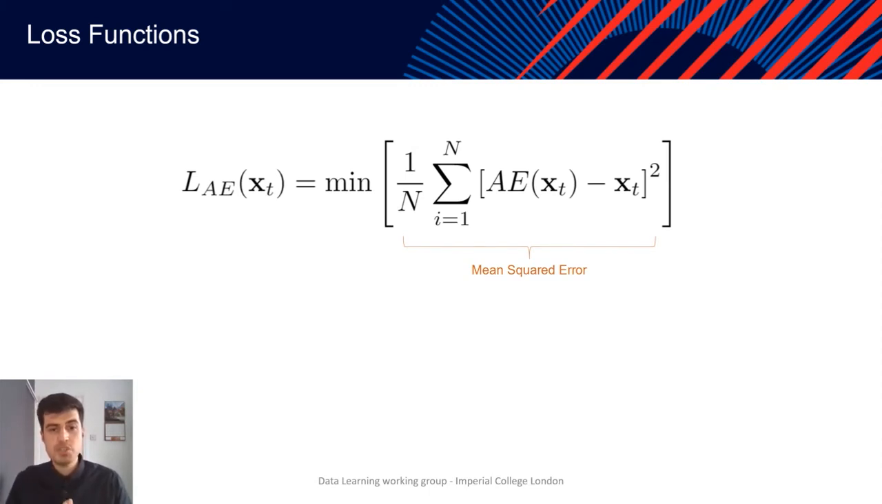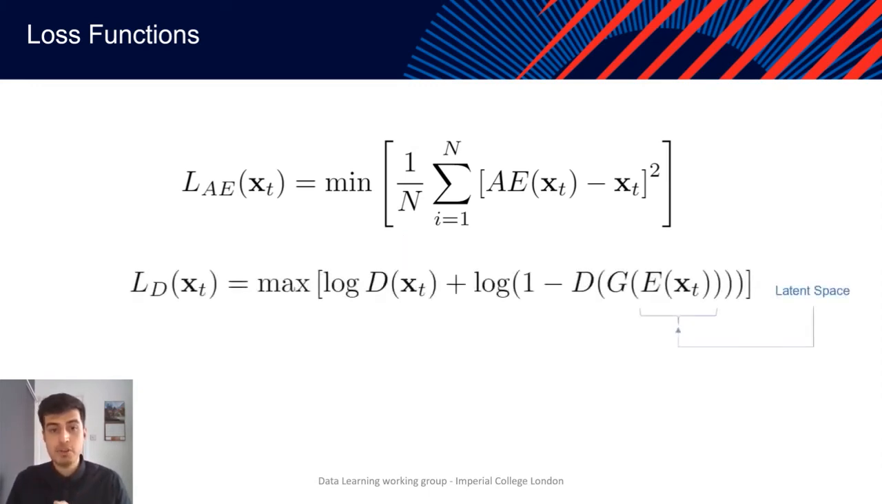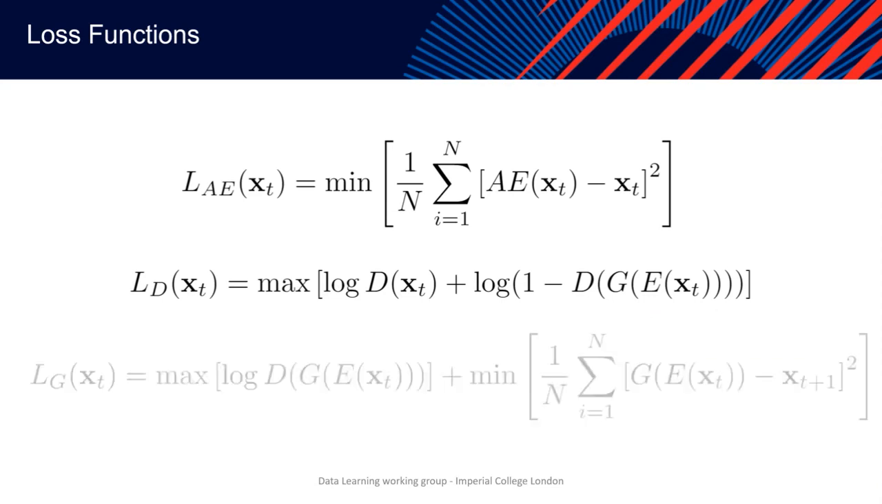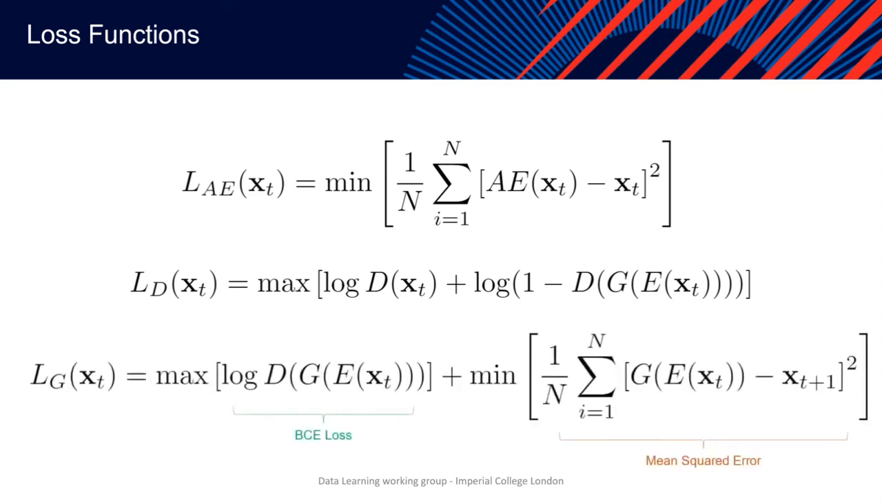The discriminator uses the standard binary cross-entropy loss as per normal GAN. We know that the latent space is fed into the generator as opposed to random noise. Finally, we see the generator, which actually comprises two components. Firstly, the standard binary cross-entropy loss from the GAN model, and again, the latent space here is fed in as input instead of random noise. But also there is a mean squared error loss term. We know that the mean squared error is calculated against real data at time t plus 1 as opposed to time t for the autoencoder.